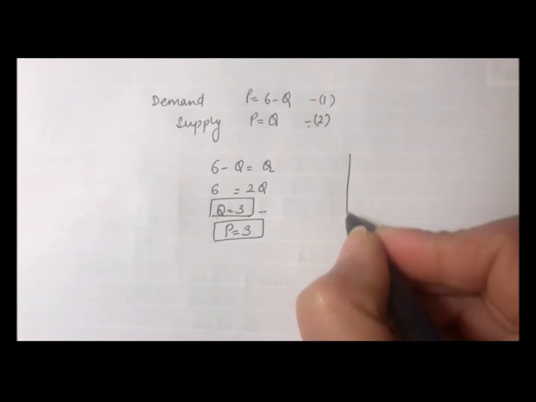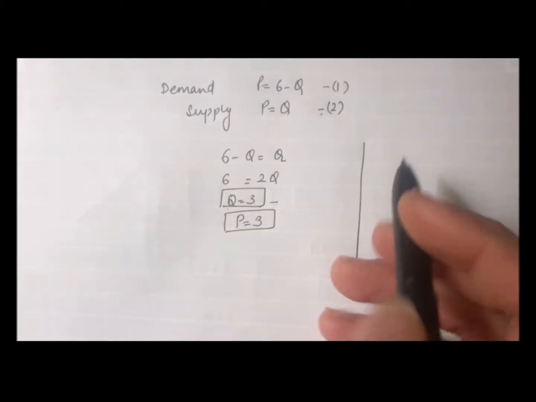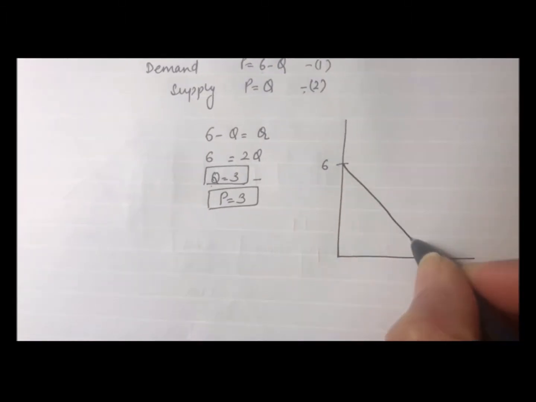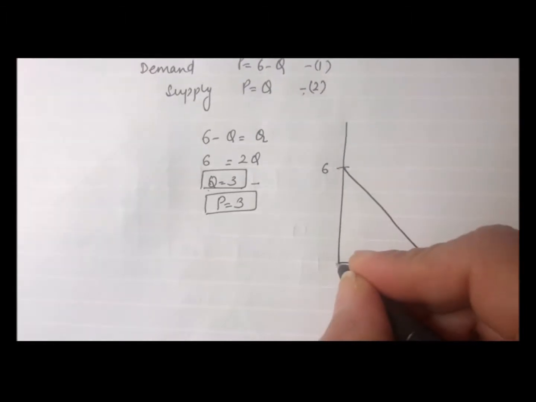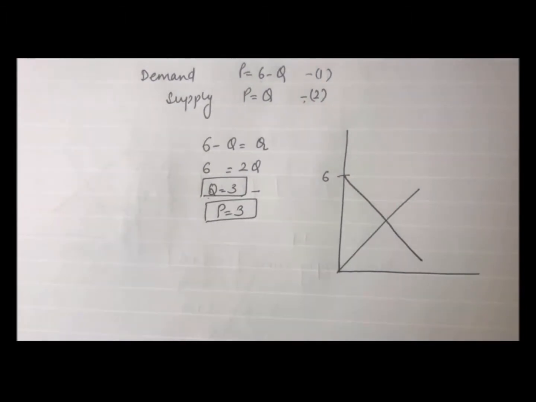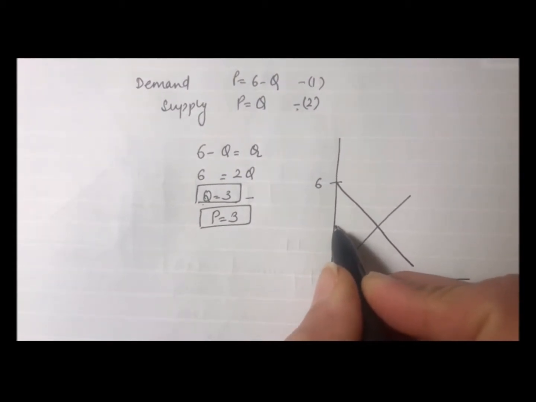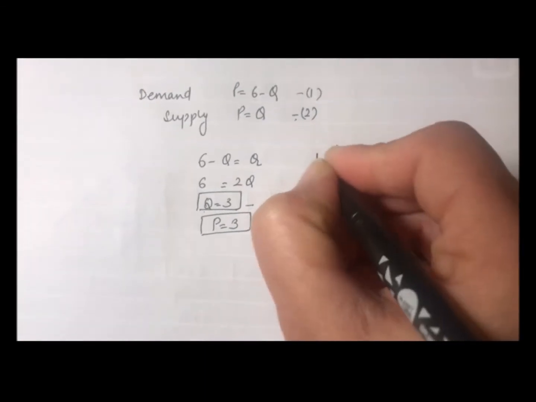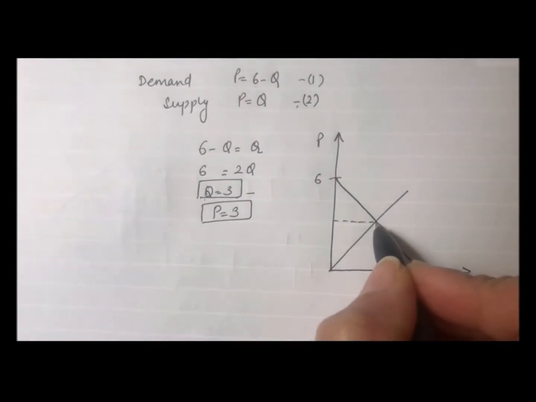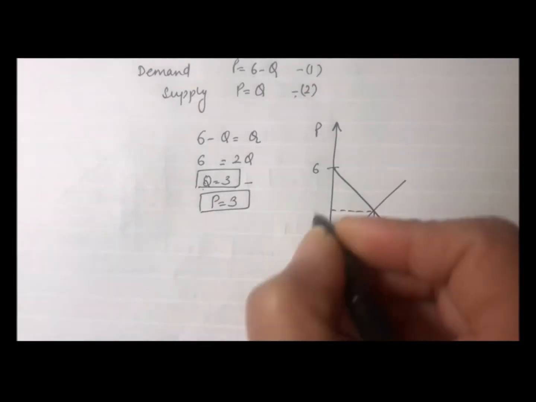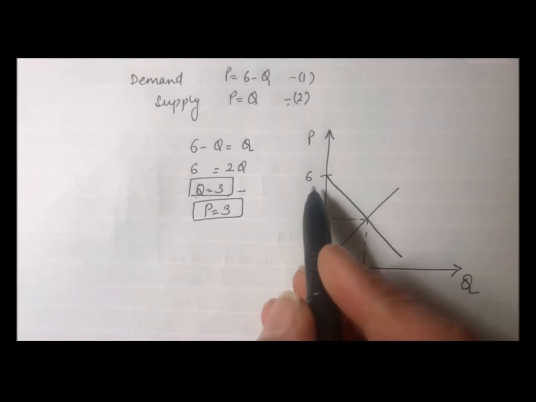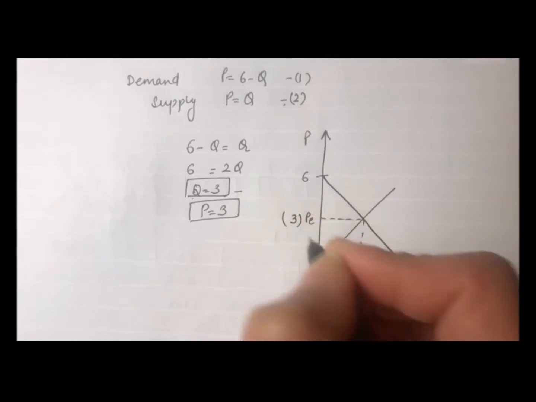So let's draw a graph for these two equations. Here is P equals 6 minus Q, where the intercept is 6, as you can see in the previous video. So 6 minus Q is our demand graph, and the supply equation is P equals Q. The equilibrium point is where these two graphs intersect each other. This is our price and this is our quantity. So this is our QE and this is our PE. The quantity at the equilibrium point is 3, and the price at the equilibrium is also 3.